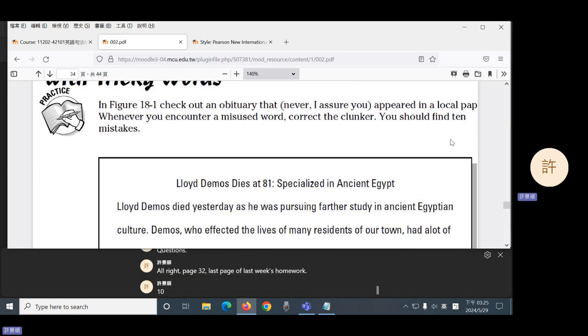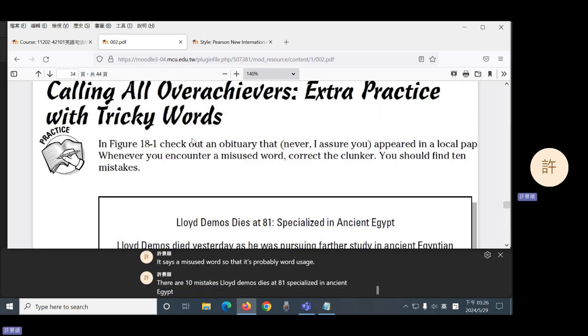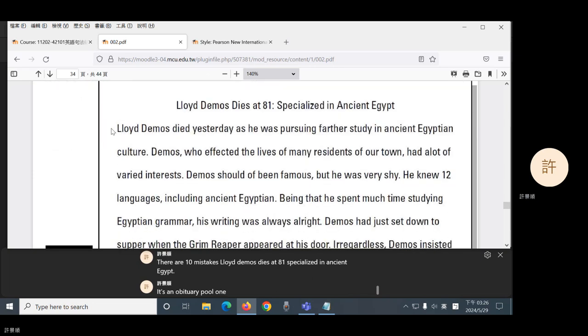Ten mistakes. It says a misused word, so it's probably word usage. There are 10 mistakes. "Lloyd Demos dies at 81, specialized in ancient Egypt." It's an obituary. A notice of death, public notice. Well, maybe not public. Obituaries may not always... No, obituaries are always public. It's a public notice of death.